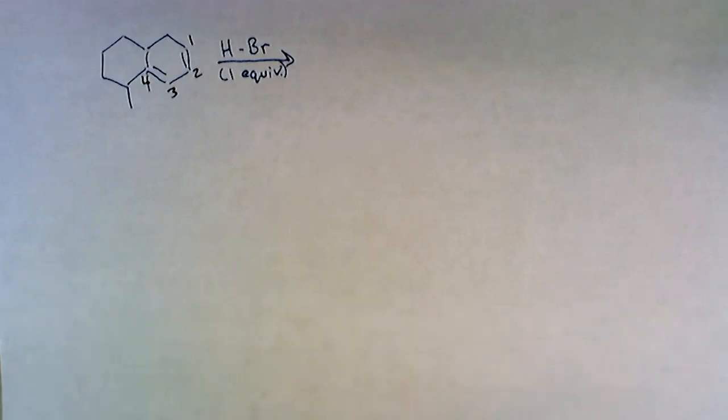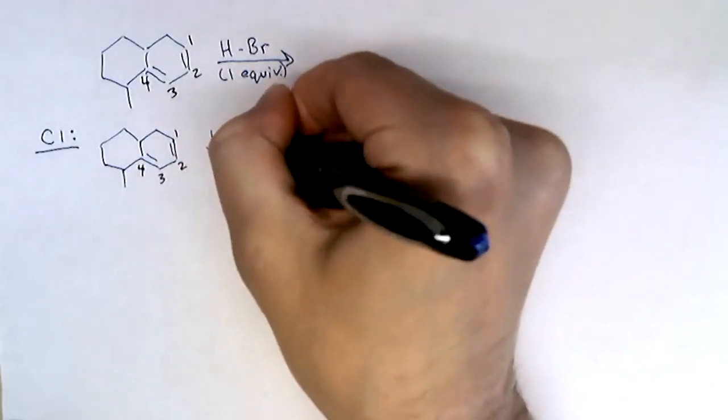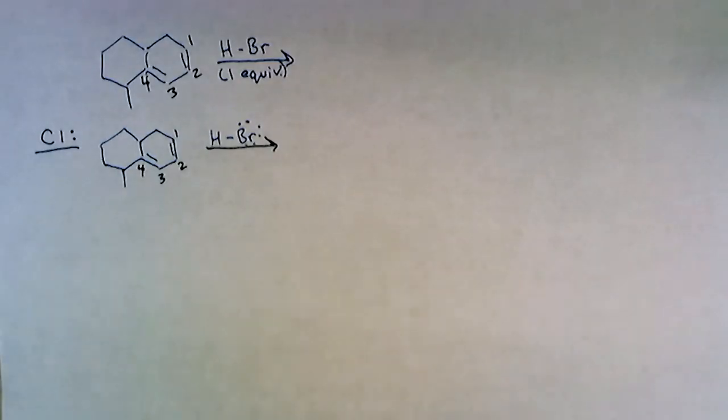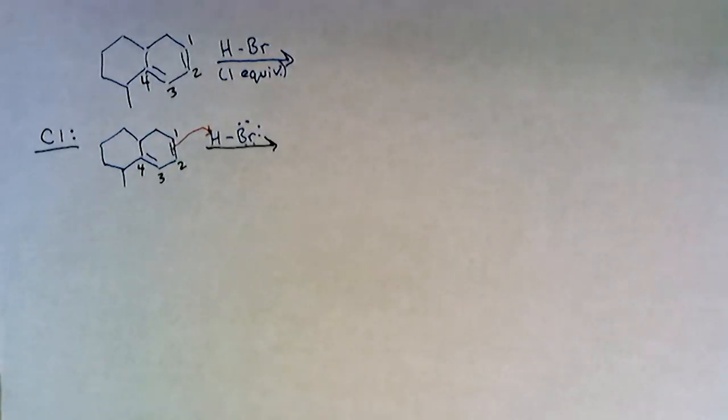Starting with protonation at C1, the first arrow goes from the pi bond between carbons 1 and 2 to abstract the proton from HBr. This breaks the HBr sigma bond, and those electrons form a new lone pair on bromine to generate the anion bromide.